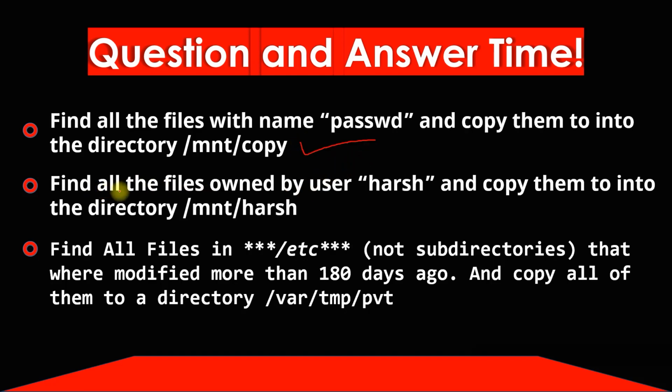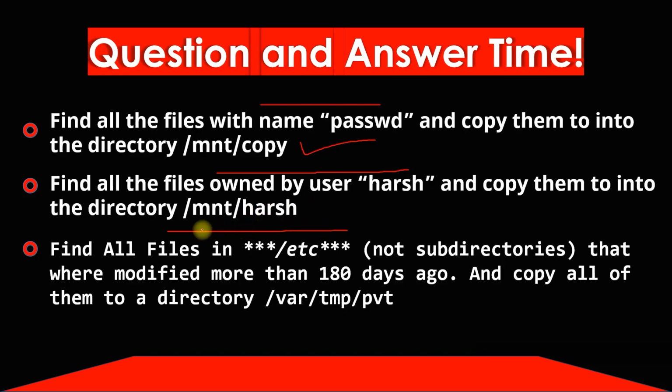Next question is: find all the files owned by the user hers and copy them to the directory /mnt/hers. As we can see, the difference between these two questions is that in the first question we know the name of the file, but in the second question we know only who has the ownership of the file. We don't know the name of the file, and then we have to copy them into the /mnt/hers directory.